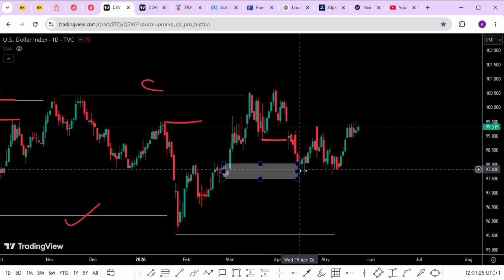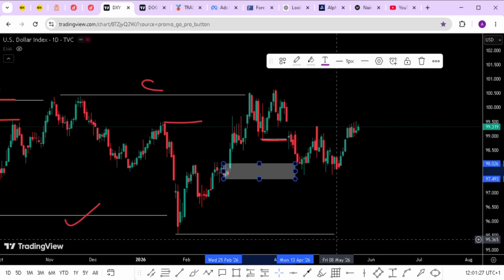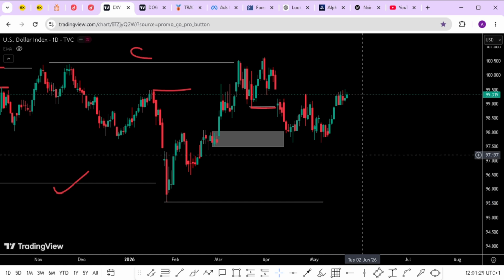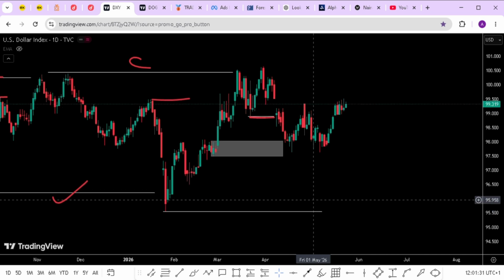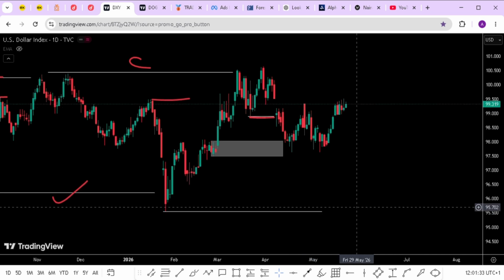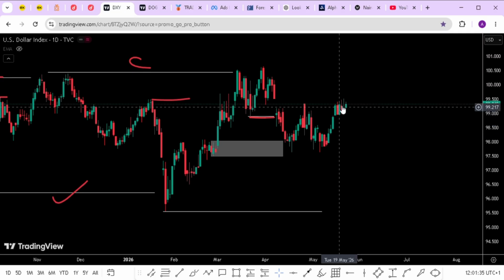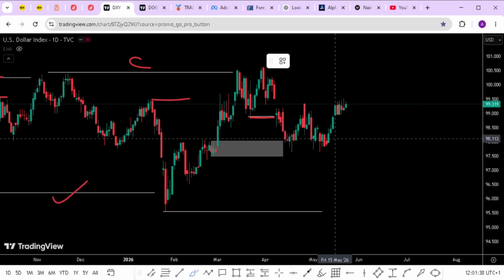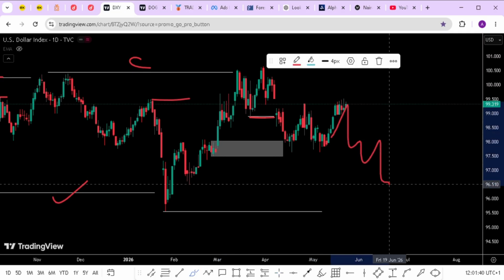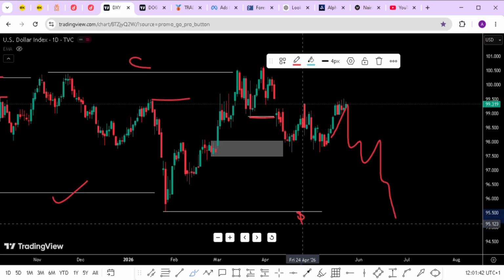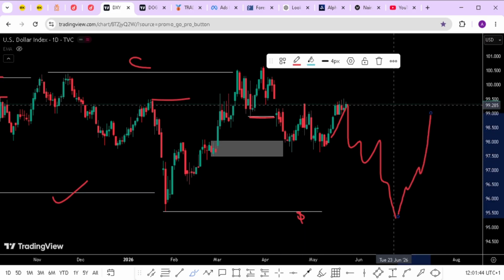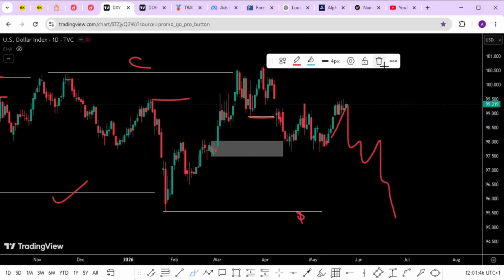If anything, if this POI fails, I will be expecting the market to come and close below this level. So our market should do a deeper pullback or sweep this level before we continue to go to the upside. I'll be expecting the market to do something like this, sweep this level, before we can have continuation, or the market will continue selling.